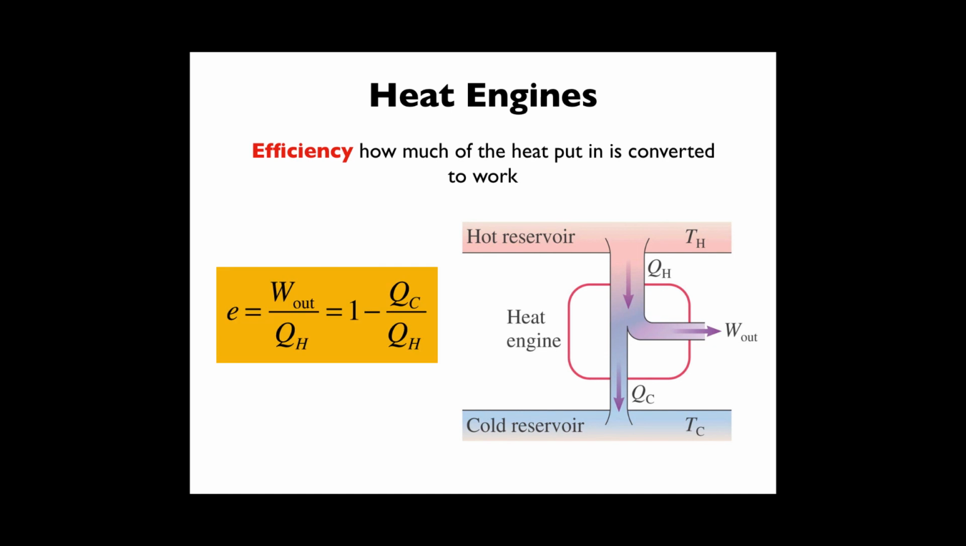And of course, because we know work is equal to QH minus QC, you can convert it to this. So just convert this to QH minus QC. That gives you QH over QH minus QC over QH. So this is just another way to write the same thing.